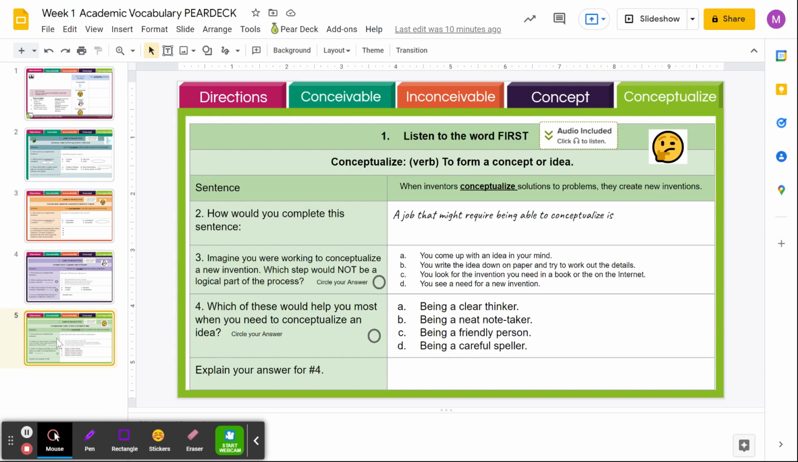Let's move on to our last slide. Again, you'll notice that we have the same process that we're following. First step is to listen to the word. There is an emoji here to help you if you need it. Conceptualize is our word. It is a verb. There's that part of speech. And then here's our definition. Here's the practice sentence. Go ahead and read that aloud to yourself.